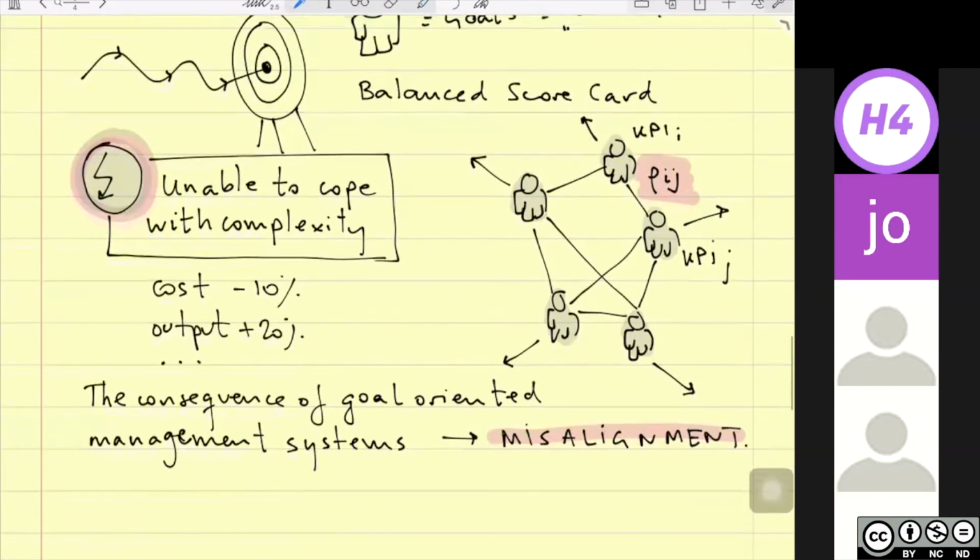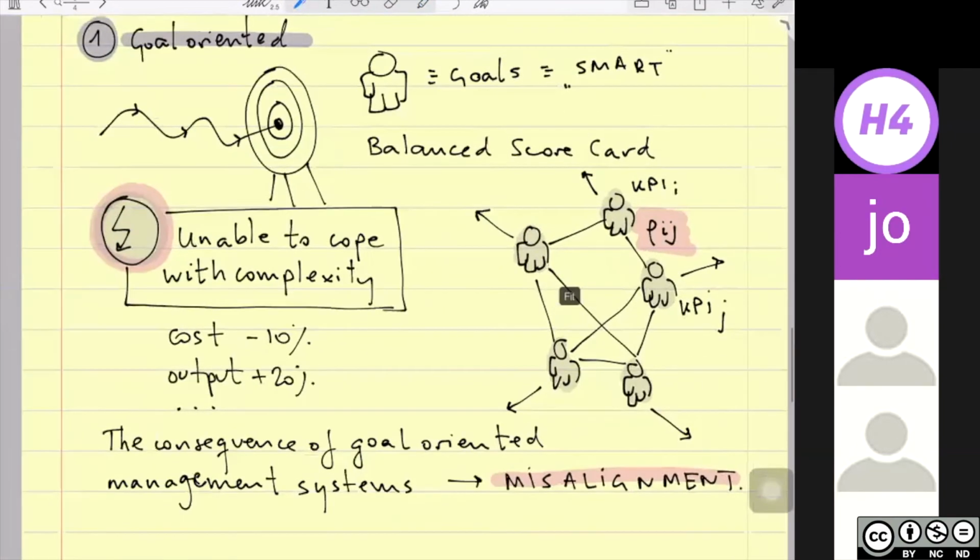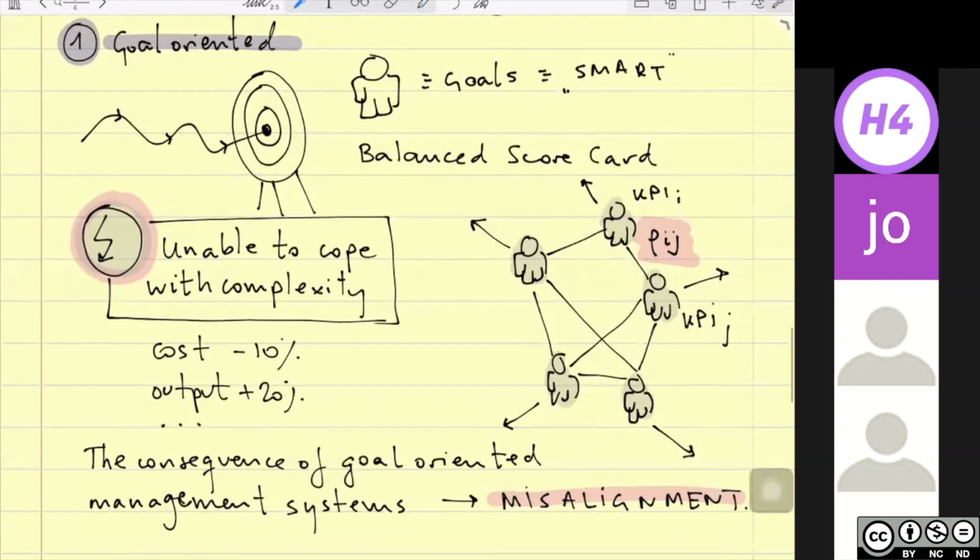Okay, any questions so far? Hat jemand Fragen diesbezüglich? Das ist eine Frage von Lukas. So clear goals are harder to reach with higher complexity. Clear goals, I would not say harder, I would say impossible.